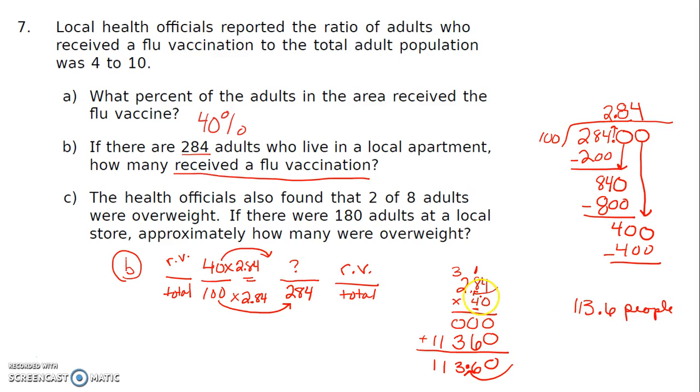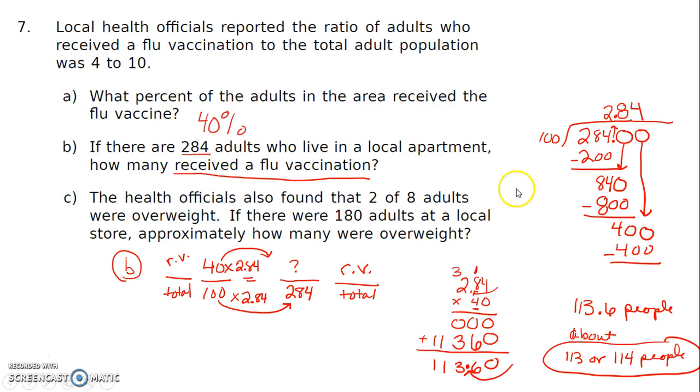So I have to tell you, just be careful. Make sure you estimate ahead of time. Know about what your answer should be, and that should take care of where you put the decimal point if you can't remember to move it over 2 places. So 113.6 people, well, that means about 113 or 114 people in that apartment building received the vaccine.